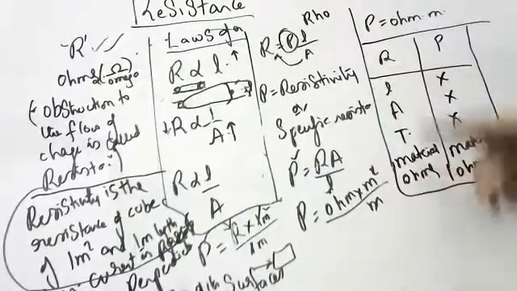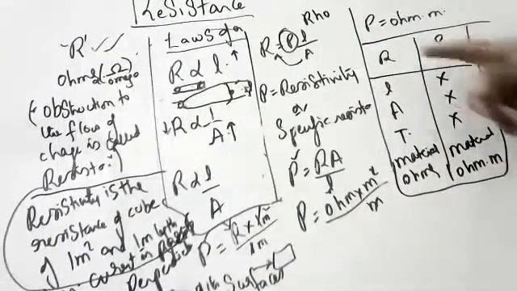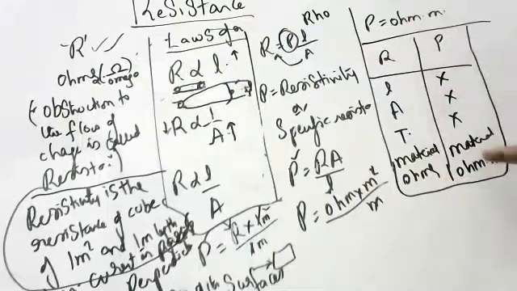Resistance units are ohms, and resistivity units are ohm meters.